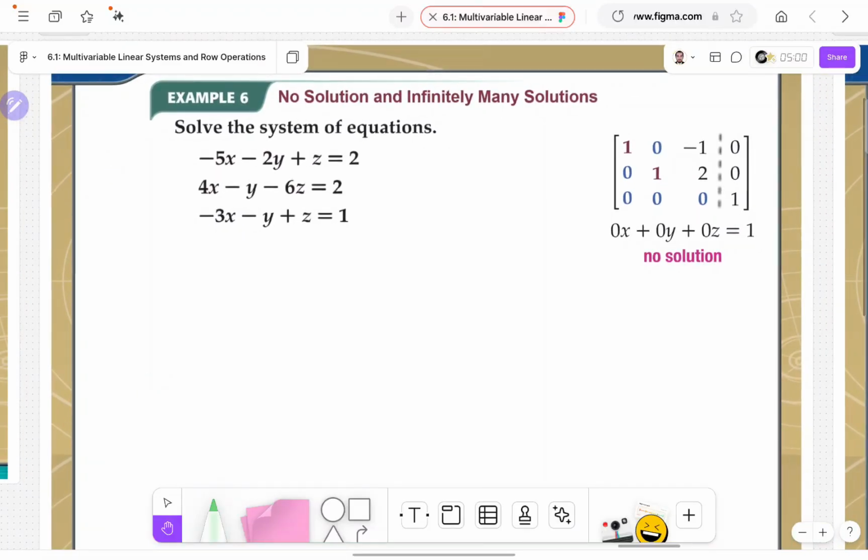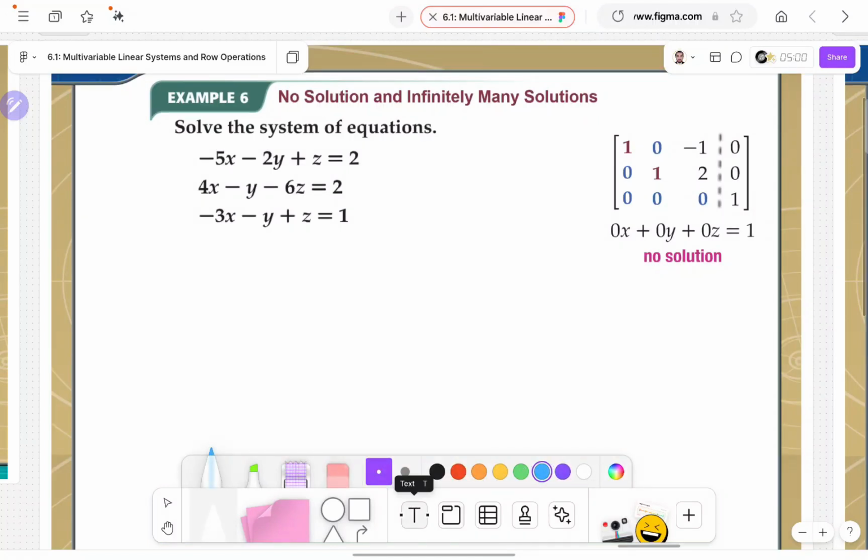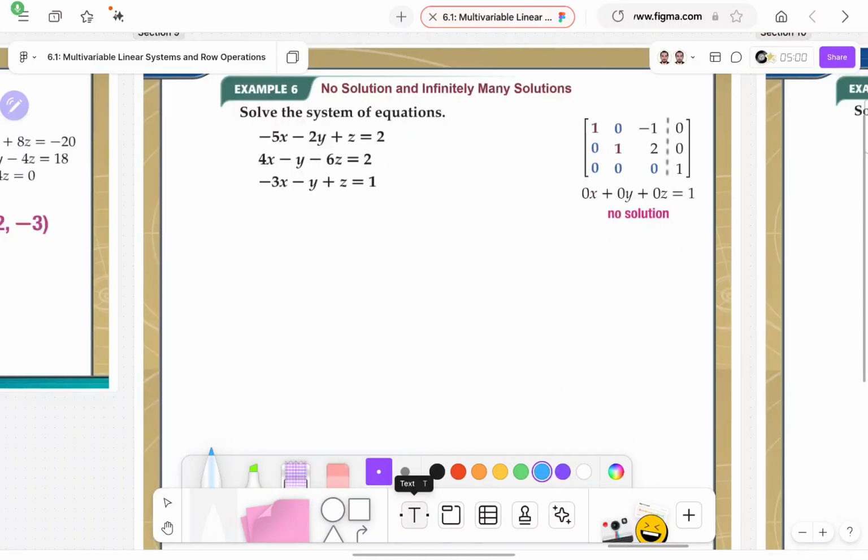Now let's solve this question. No solution. So this equation has no solution. Let's do it together so we can understand how we can get no solution. So first step, write the augmented matrix.